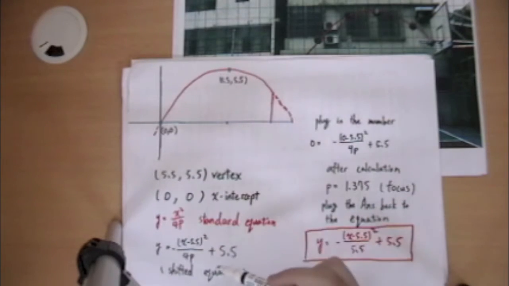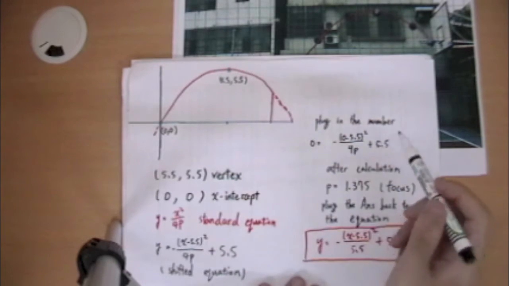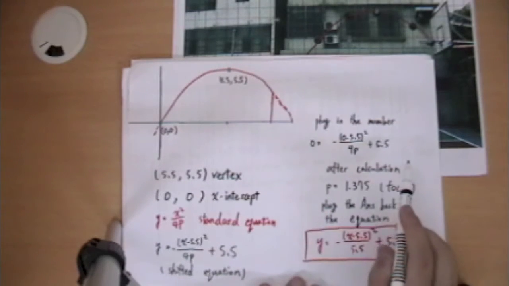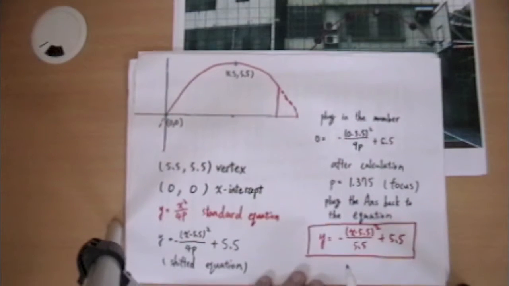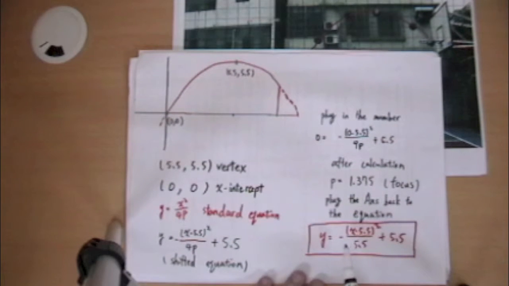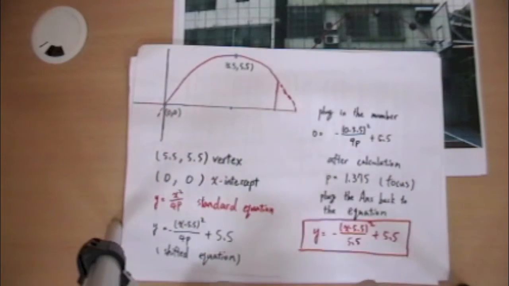And after the shifted equation, we plug in the origin point, which is 0, 0, and we got this equation. And after all the calculation, we got p equals 1.375. And now we plug 1.375 back into the equation to get the real parabola equation, and we get y equals x minus 5.5 squared over 5.5 plus 5.5. And that will be the equation of the parabola for this basketball path.